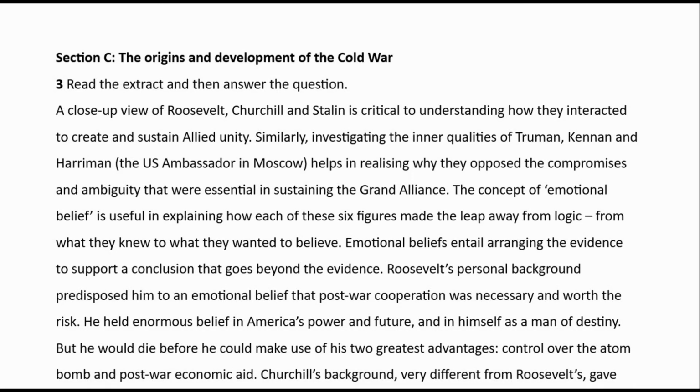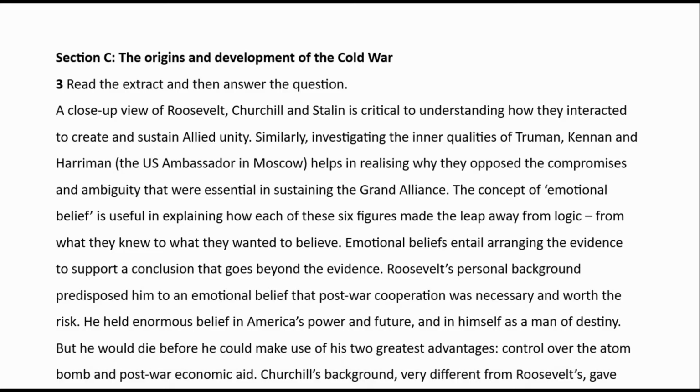A close-up view of Roosevelt, Churchill, and Stalin is critical to understanding how they interacted to create and sustain Allied unity. Similarly, investigating the inequalities of Truman, Kennan, and Harriman, the U.S. ambassador in Moscow, helps in realizing why they opposed the compromises and ambiguity that were essential in sustaining the Grand Alliance. The concept of emotional belief is useful in explaining how each of these six figures made the leap away from logic, from what they knew to what they wanted to believe.